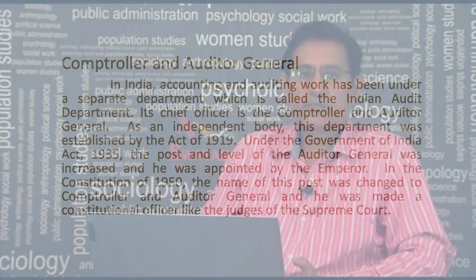Students, if we see the position of this post of the Comptroller and Auditor General, we see that in 1919 through the Government of India Act, the separate department of accounts was established. In 1935, the powers and position of the Comptroller and Auditor General were enhanced, and after independence in the Indian Constitution, the name of this office was changed to the Comptroller and Auditor General and it was given the position of judges of the Supreme Court.